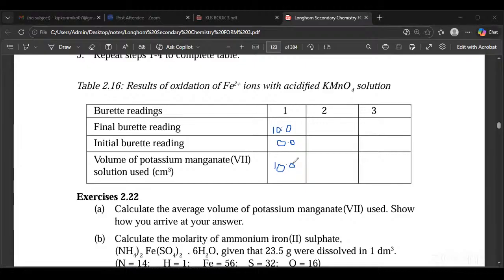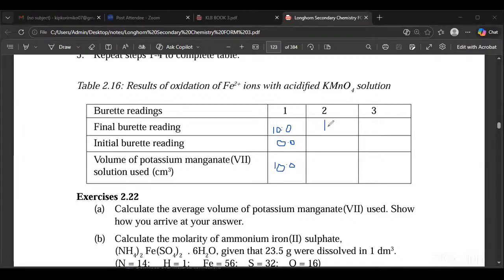Number two, when you are filling this table, the values should be making sense. The values that you use should be making sense. You can't write for me 100 centimeters cube and the burette is 50. So you write things that are making sense, values that are making sense.